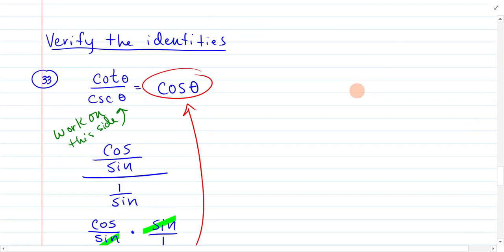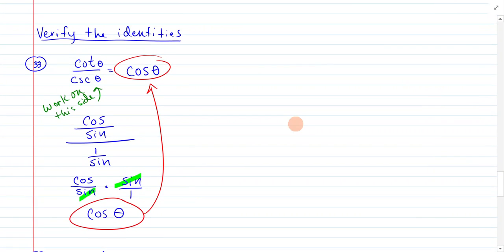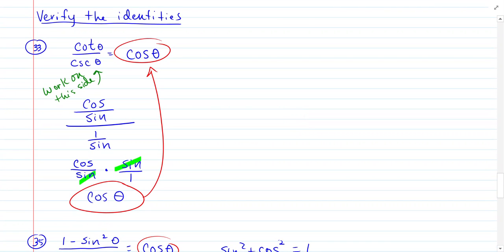Now we're verifying identities. And the way I like to do them is to work on one side, and when I get down to what I have as the right side, I circle them both and draw an arrow saying, yes, they are identical. All right, so for this one, you would be given cotan theta over cosecant theta equals cosine theta. Well, this is obviously the more complex side. So we're going to work over here and try to change it into this.